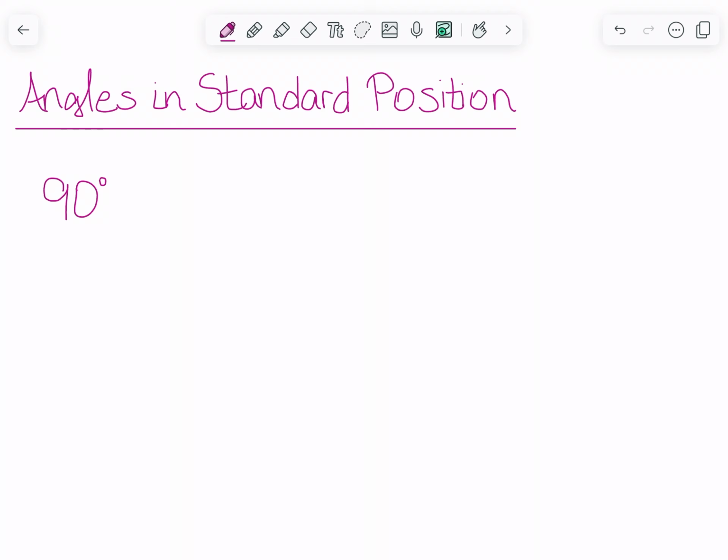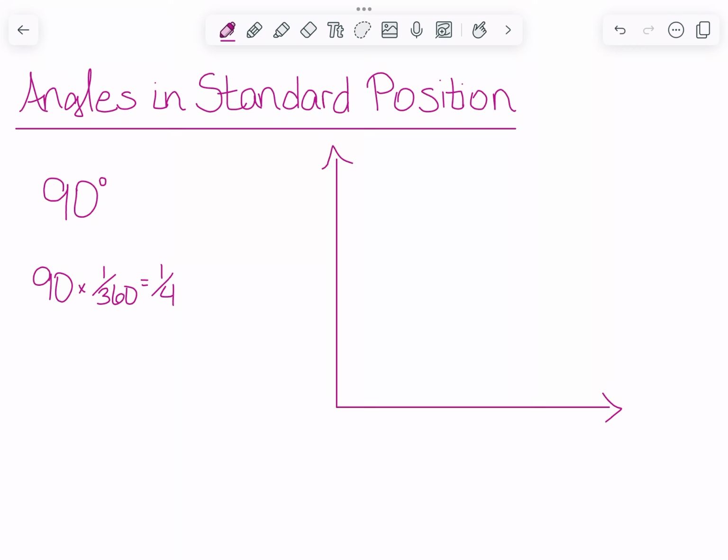Let's suppose I want to draw an angle that measures 90 degrees. We know 1 degree is 1 over 360 of a rotation, so let's multiply 90 times 1 over 360. When we do that, we get 1/4. This means that a 90-degree angle will be 1/4 of a rotation about a circle. So we can see that here. We tend to draw little boxes on 90 degrees rather than arrows, but we can see our 90-degree angle here.